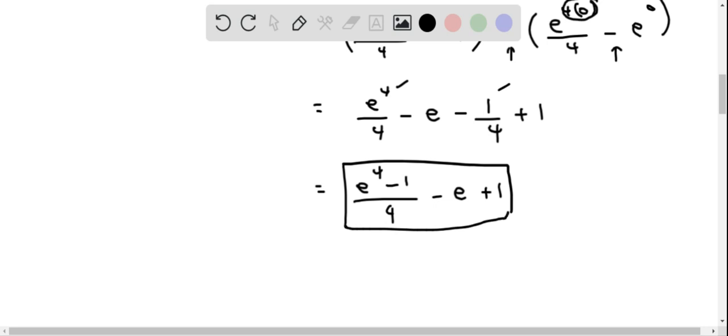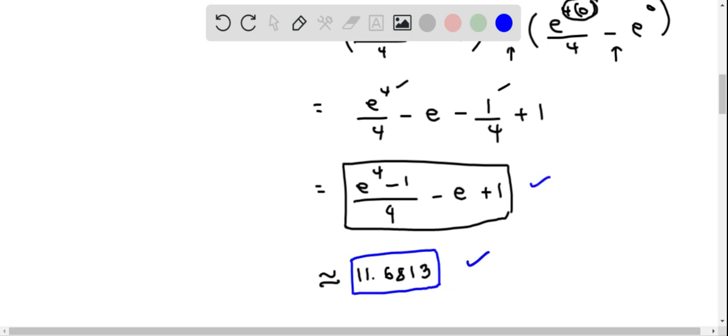We can also give its decimal approximation, and this is approximately 11.6813 in decimals, approximated to 4 decimal places. So this is the area between the curves e^(4x) and e^x.